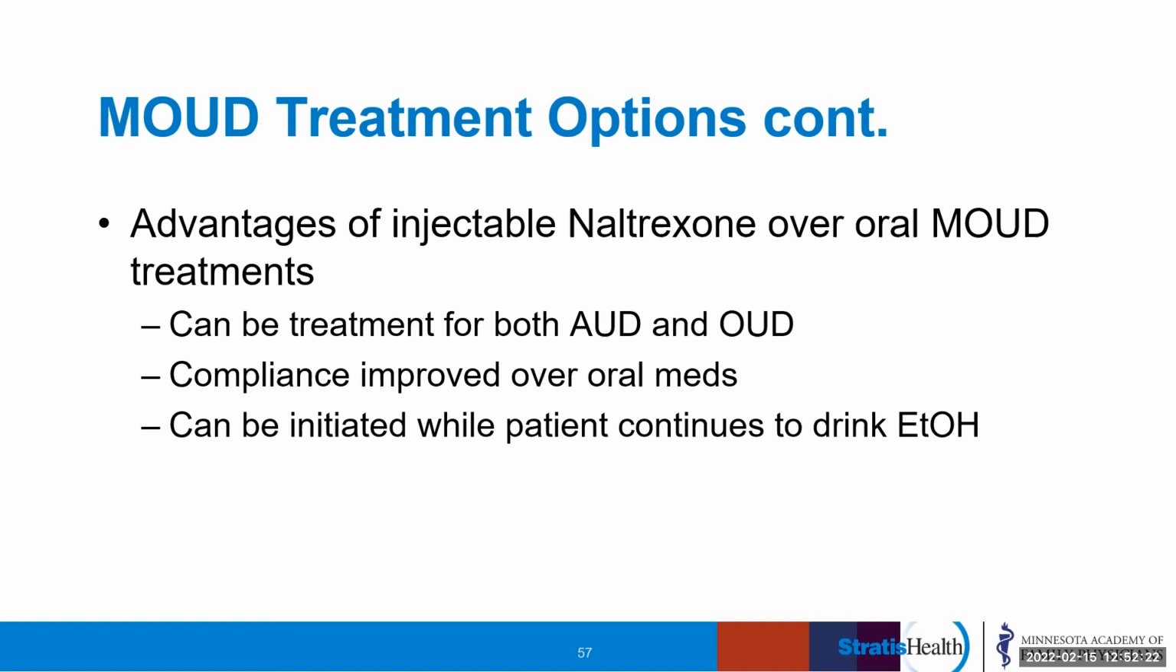Compliance is obviously better if they show up for the shot, but it's clearly way better than people taking oral meds. And again, with naltrexone, it's one of the few things that we can start while people are using. So people can be drinking alcohol and start on naltrexone. And even in those instances, it's been shown to decrease binge drinking and overall alcohol intake. But it cannot be started for opioids while they're using opioids. Correct. From an opioid use disorder standpoint, you can't just do it. And we're going to talk about that.